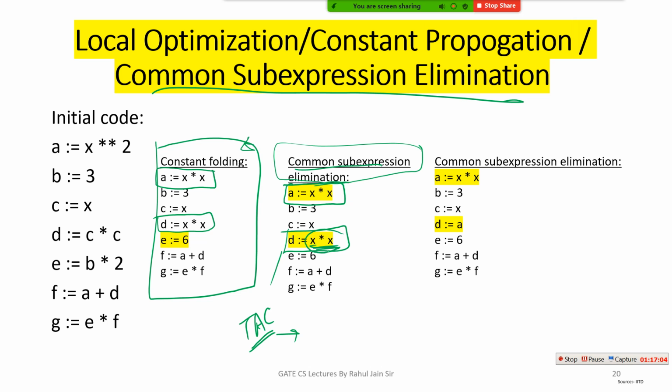We can reduce this 3 address code to 2 address code. So we can replace this x into x with the result of a. Whatever the result is, the result of x into x will be stored in this a. So whatever result this a is storing will be passed directly to the x into x. So I can directly write d equals to a, because x into x is nothing but the result held by a. So I write d equals to a. So what I did here, I eliminated the common sub expression, because x into x and again x into x, these both are common sub expressions.